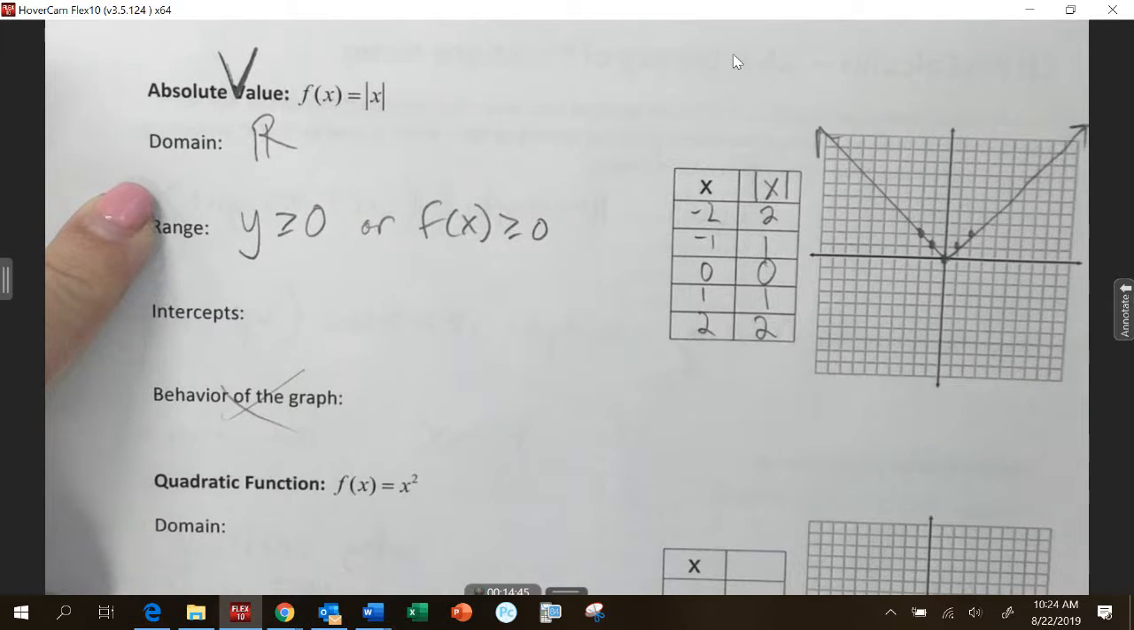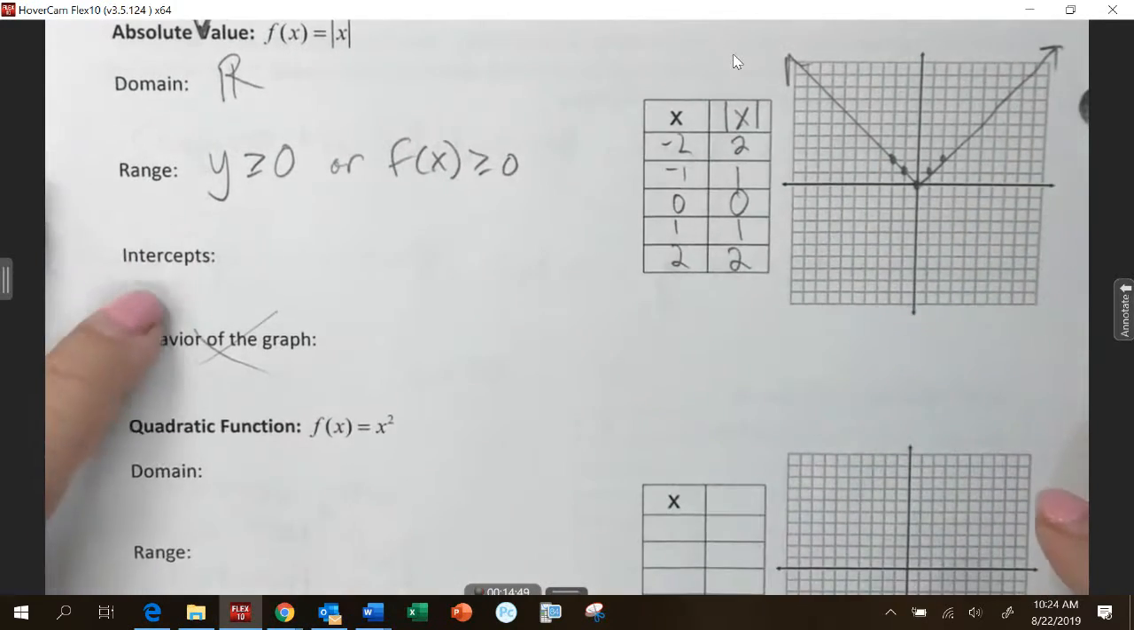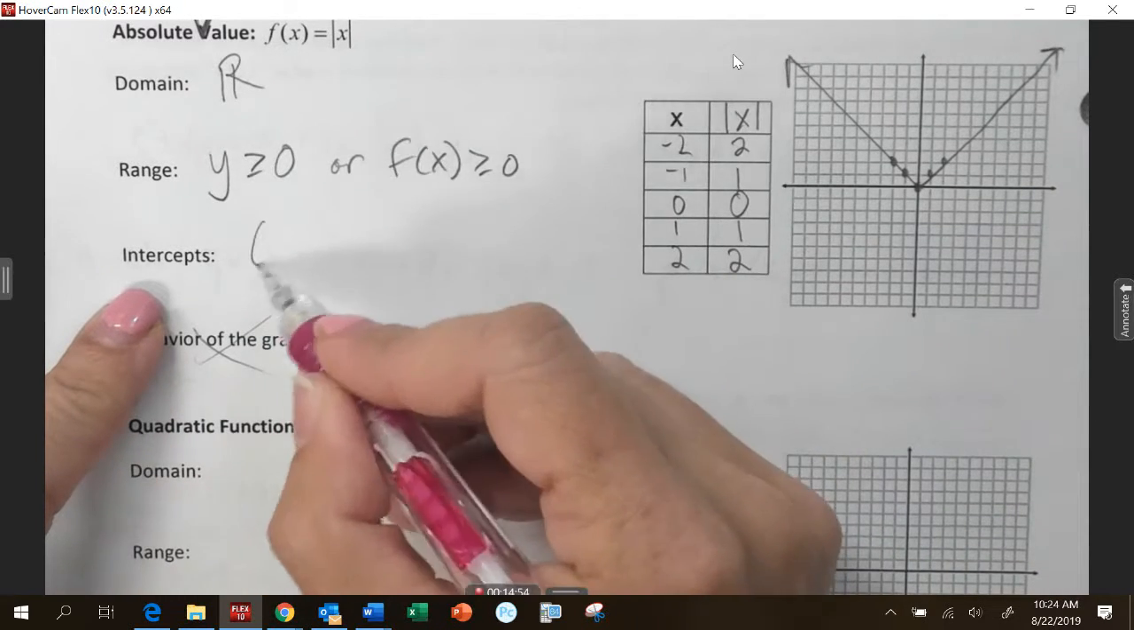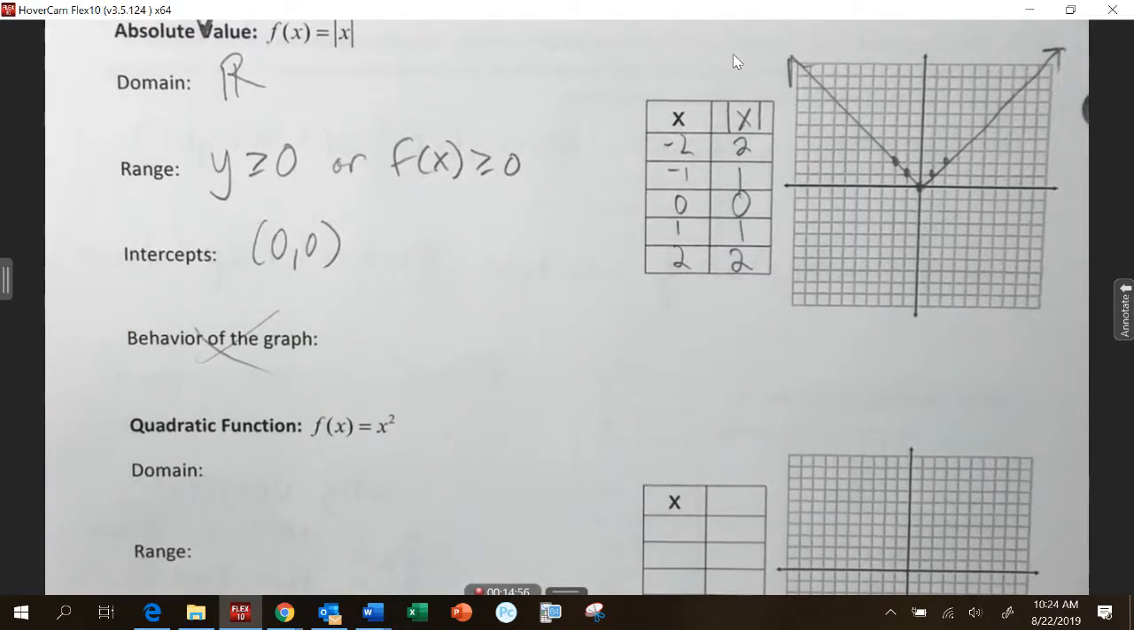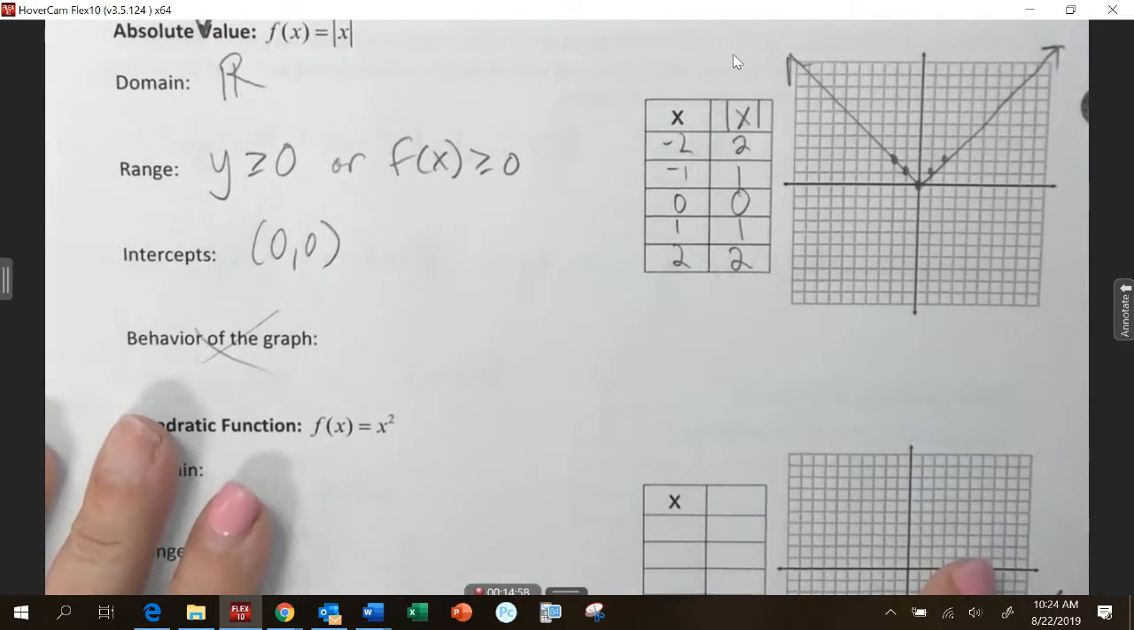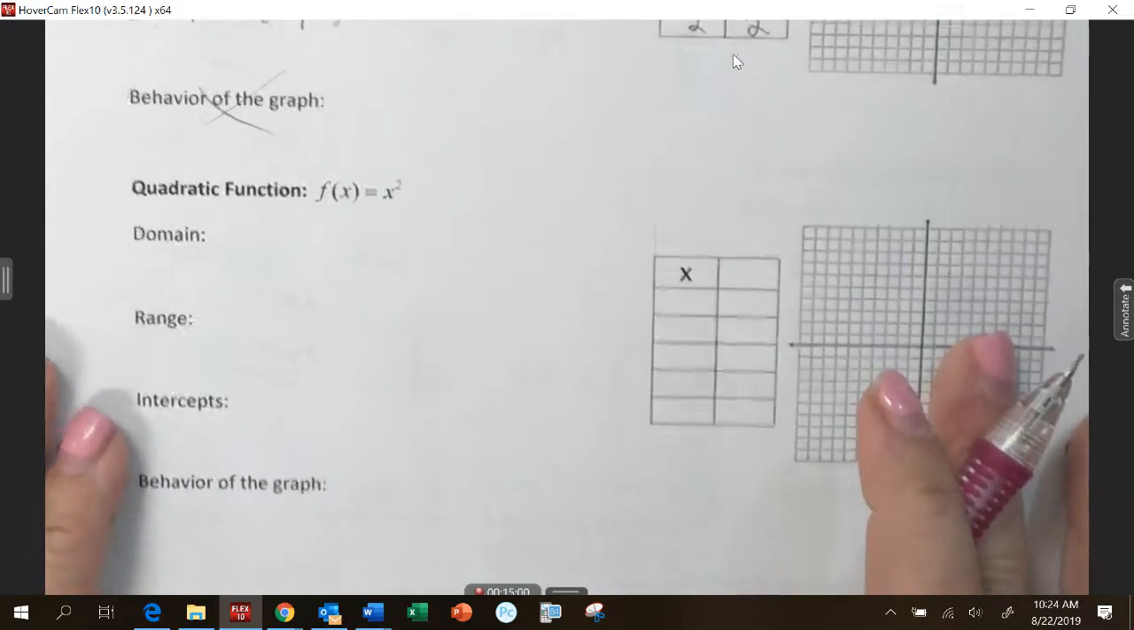It's a function, so maybe f of x is better. I don't know. I think either is fine. Intercepts. Do we have any intercepts at all? 0, 0. Alright, next. That's the parent function for absolute values.